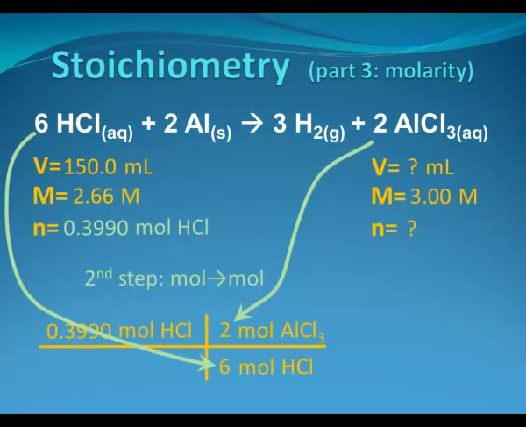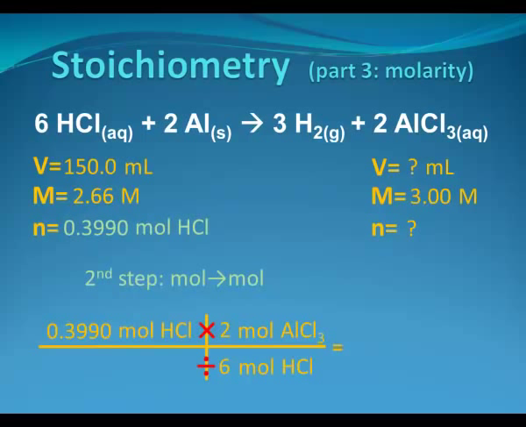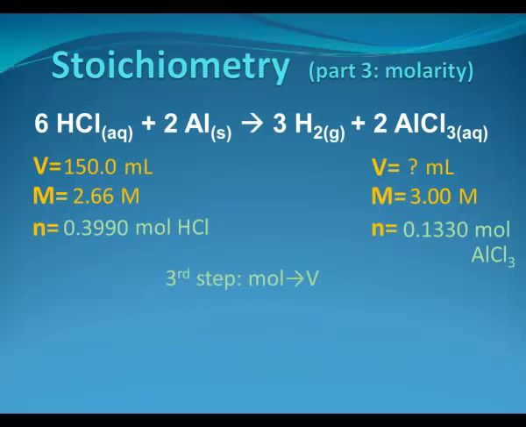Now all we have to do is multiply and divide. The top is multiplied, the bottom is divided. In other words, 0.3990 times 2 divided by 6 gets us 0.1330 moles of AlCl3. Step 2, done. Moving on to step 3. Step 3 is moles to volume.